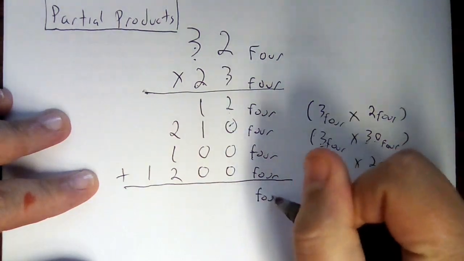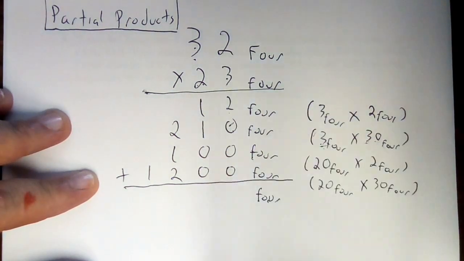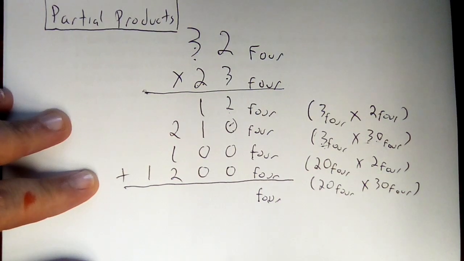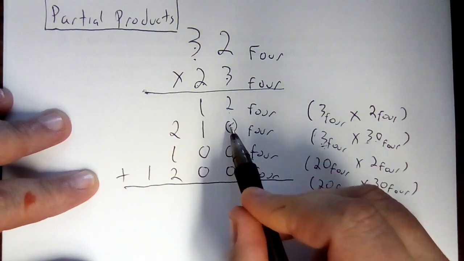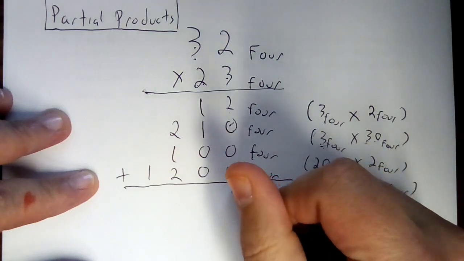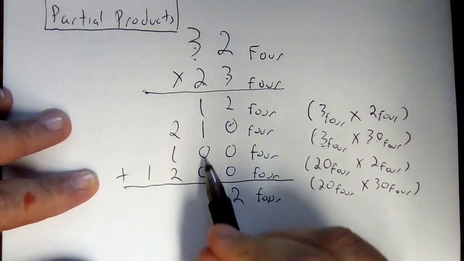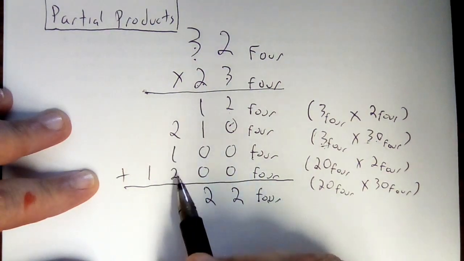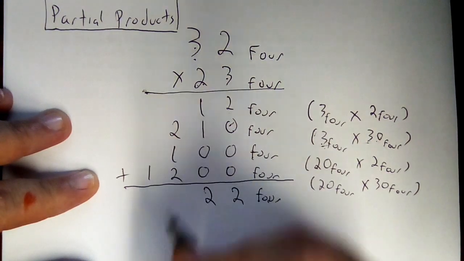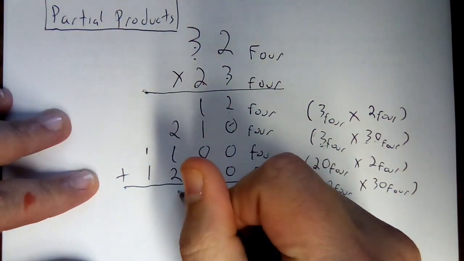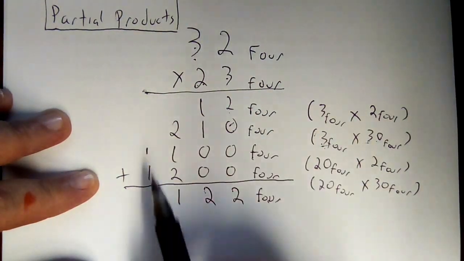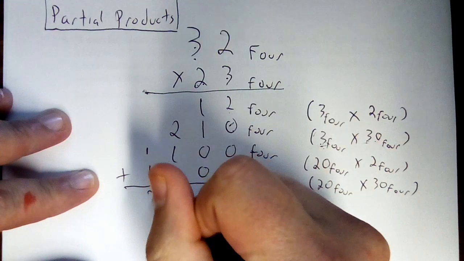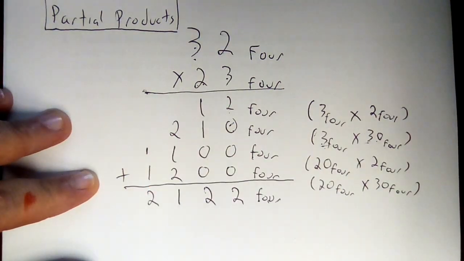We do need to remember, of course, as always, that we are in base 4, so that means that the addition is being done in base 4 as well. 2 plus 0 plus 0 plus 0, that's just 2. 1 and 1 and 0 and 0, that's 2 as well. 2 plus 1 plus 2, that adds up to 5, and 5 is a group of 4 with 1 left over. 1 and 1 is 2, and so we have the product of 3, 2 times 2, 3 using partial products is 2, 1, 2, 2 in base 4.